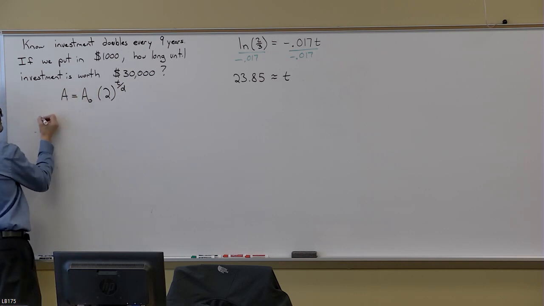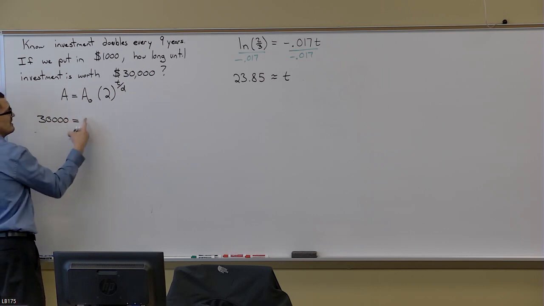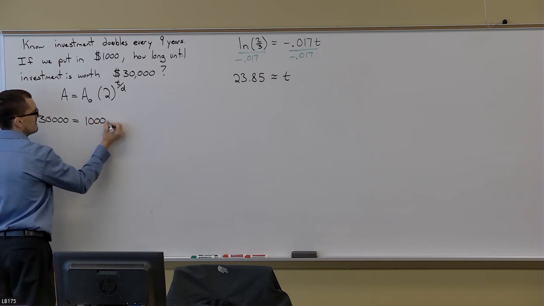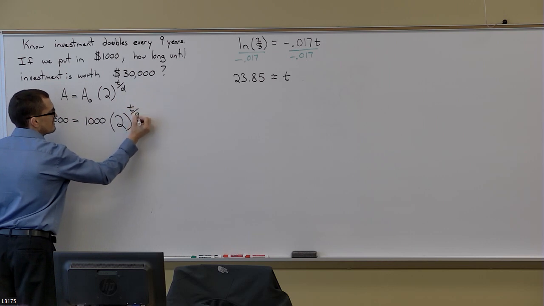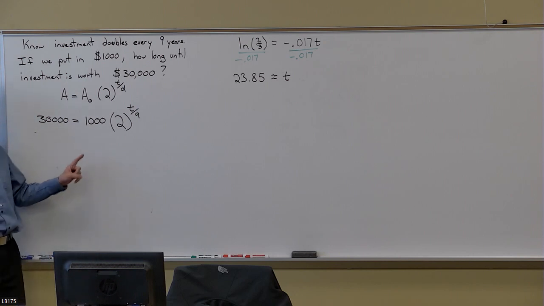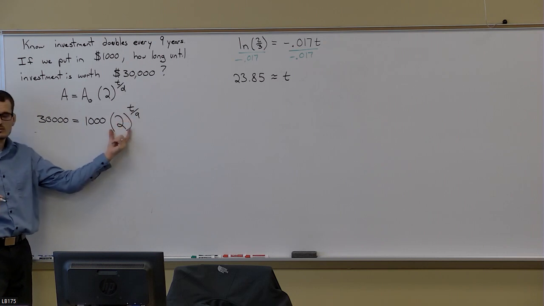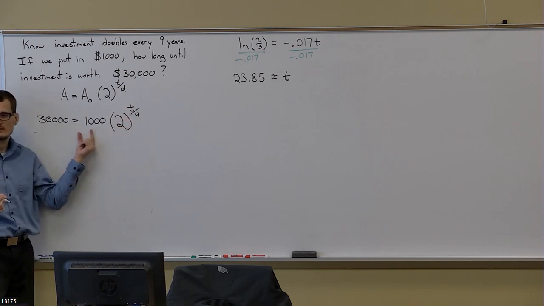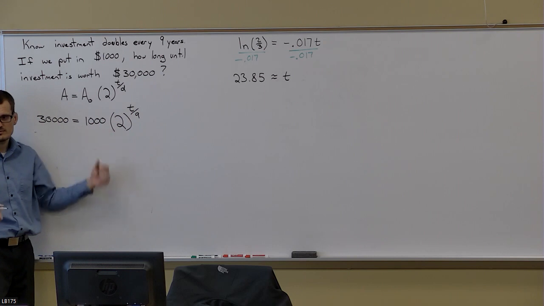So how long is it till it's worth 30,000? That means the end amount should be 30,000. The initial amount should be 1,000. And then my exponent is going to be T divided by 9. And you can think about what's going to happen here. When T hits 9, the exponent is going to be a 1, and so we're going to multiply by 2. We follow that? Which is a double, right? So when T is 9, the exponent now is a 1, and the whole thing doubles.